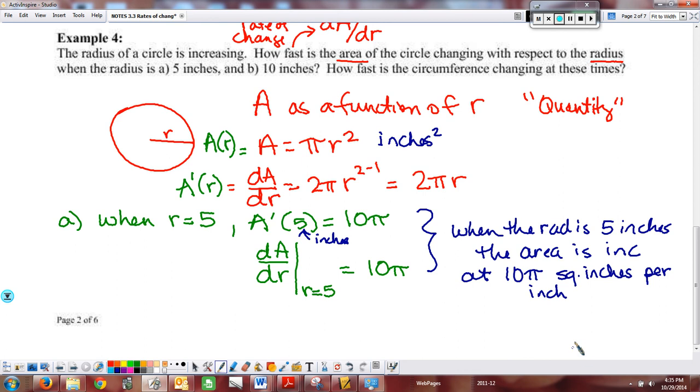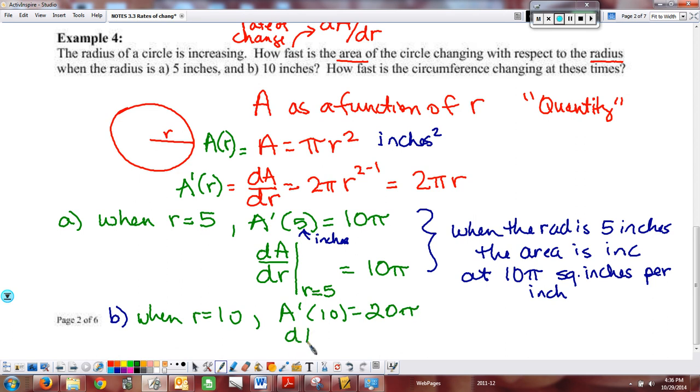All right? So again, when the radius is 5 inches, the what, the area, is doing what? Increasing. How much? At 10 pi, and my units are square inches per inch. All right? The answer to B in this problem, all we're doing is changing it to 10 inches. So when r equals 10, our notation, A prime of 10, we would plug our 10 into our derivative formula, which would give me 20 pi.